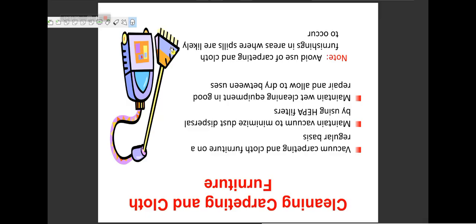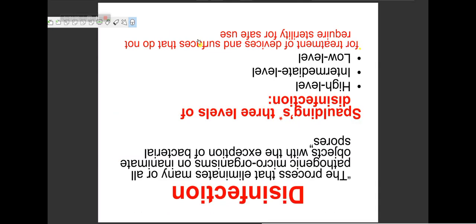concentration. Fine. Now cleaning carpeting and cloth furniture. We should always clean the carpet and cloth furniture, because it has been there for many days, so it can contain many germs and microorganisms, and these can carry infections too. And there is a note: we should always avoid the use of carpeting and cloth furnishings in areas where spills are likely to occur, right? So now coming to disinfection.